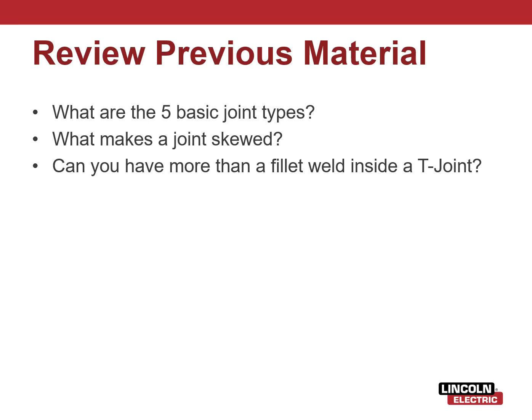What we went over in the previous units was the joint types. Okay, so we should know the 5 basic joint types. You've got your T-joint, your lap joint, your butt joint, your corner joint, and your edge joint. What makes a joint skewed? So if it is a T-joint or a corner joint, anything off of 90 degrees is going to make it skewed. And for a butt joint, anything off of 180 degrees of each other is going to make that skewed.